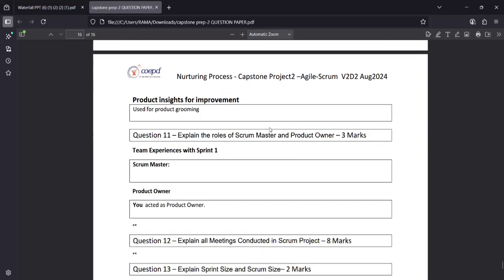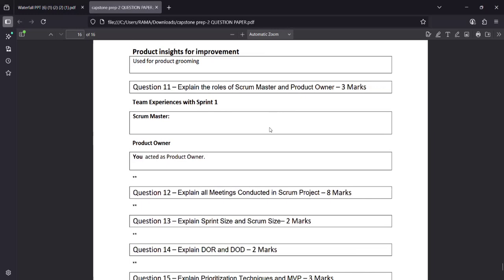Okay, and the next question is: explain the role of the Scrum Master and the Product Owner. Let us know who the Scrum Master and Product Owner are. So what is the role of the Scrum Master?